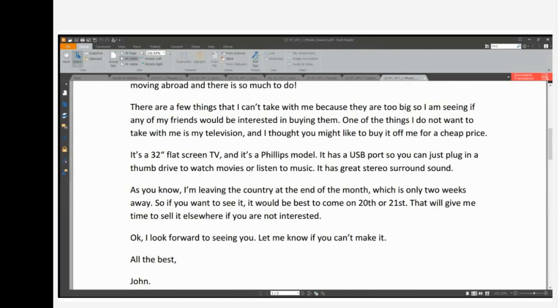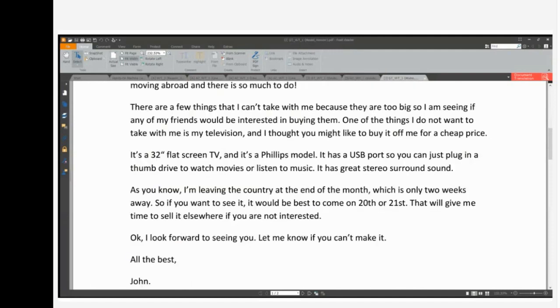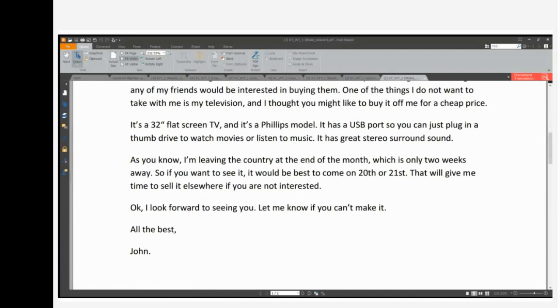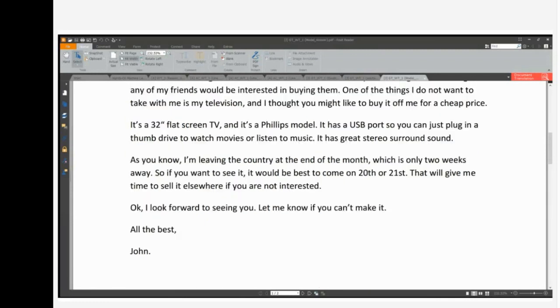So, as you know, I am leaving the country at the end of the month, which is only 2 weeks away. So, now in this part, we are actually telling your friend the date and time to see the TV. We want to make it as real and keep the flow of the writing proper. So, because we are leaving the country and moving abroad, I'm gonna put a date particularly here. So if you want to see it, it would be best to come on the 20th or 21st. This will give me time to sell it elsewhere if you are not interested. Okay. I look forward to seeing you. Let me know if you can't make it.